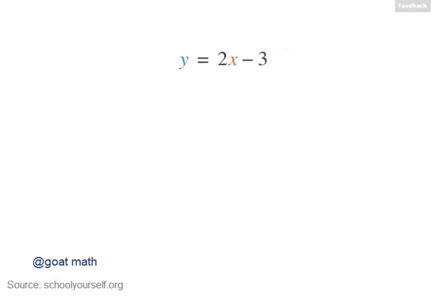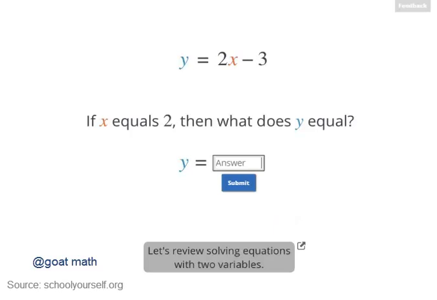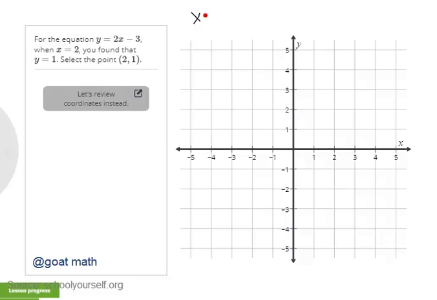Before we graph anything, take a look at the equation y equals 2x minus 3. This equation has two variables, x and y, and y is expressed in terms of x. Now if x equals 2, then what does y equal? And click down here to review equations with two variables. Right, when x equals 2, y equals 1.